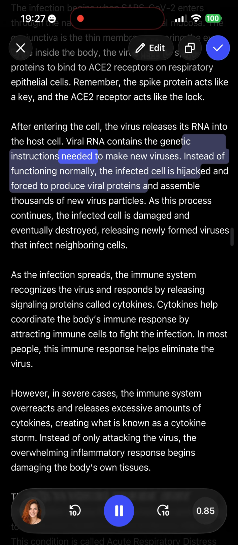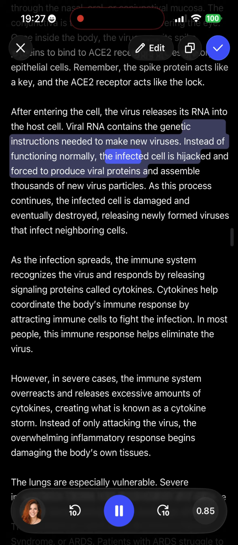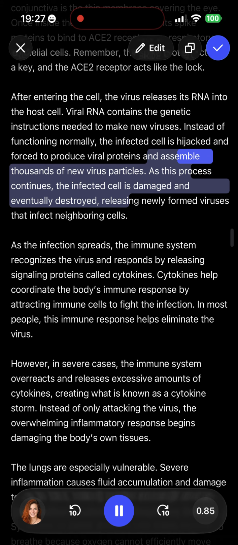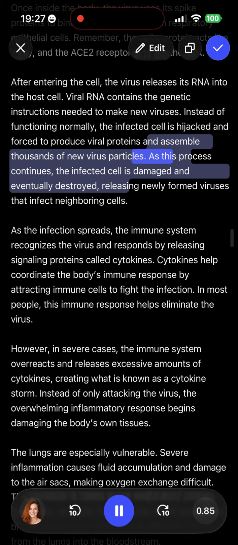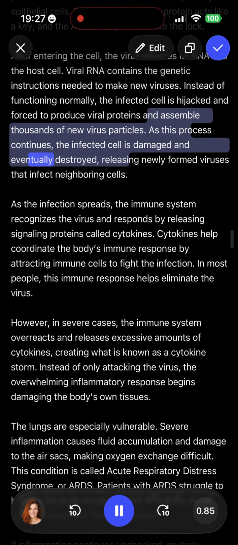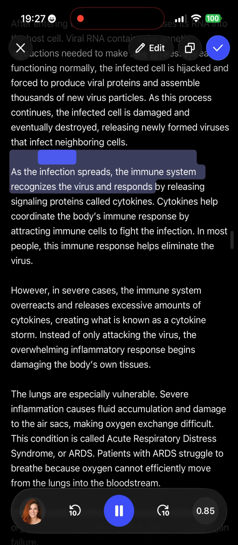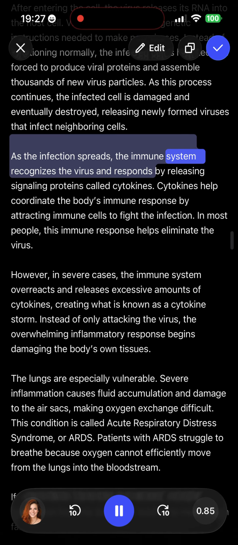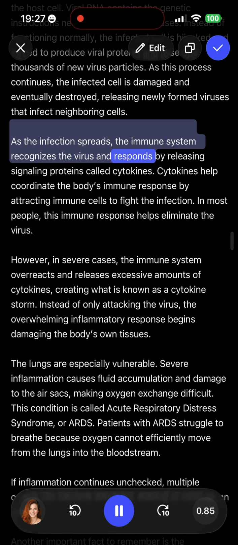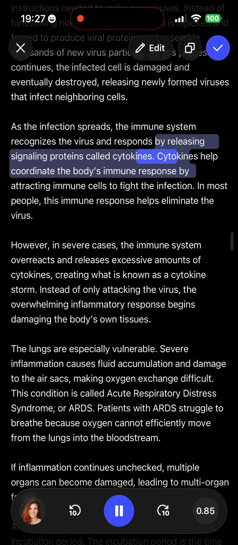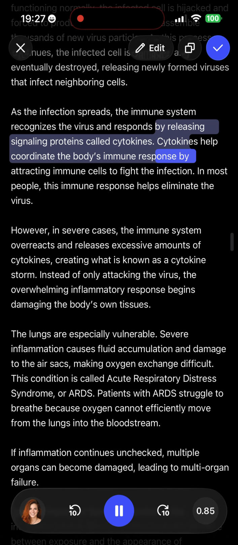Instead of functioning normally, the infected cell is hijacked and forced to produce viral proteins and assemble thousands of new virus particles. As this process continues, the infected cell is damaged and eventually destroyed, releasing newly formed viruses that infect neighboring cells. As the infection spreads, the immune system recognizes the virus and responds by releasing signaling proteins called cytokines. Cytokines help coordinate the body's immune response by attracting immune cells to fight the infection.